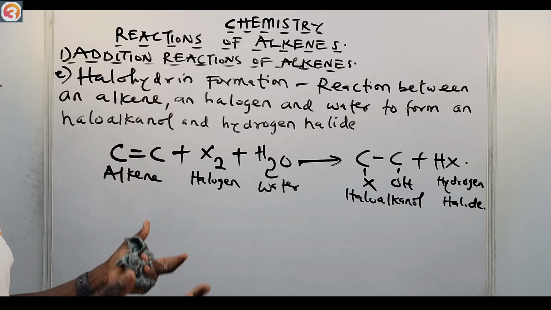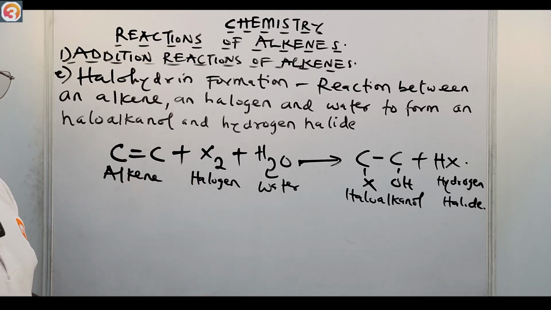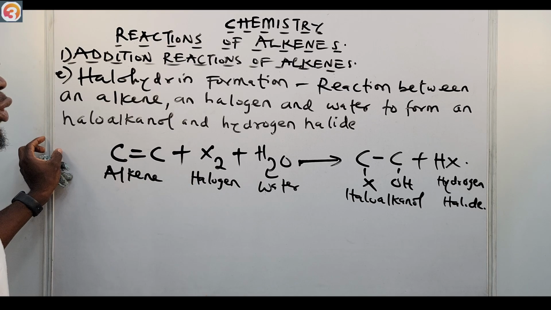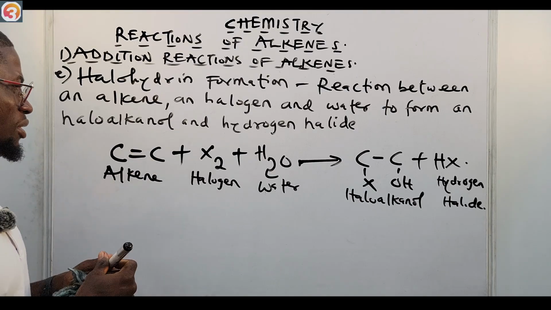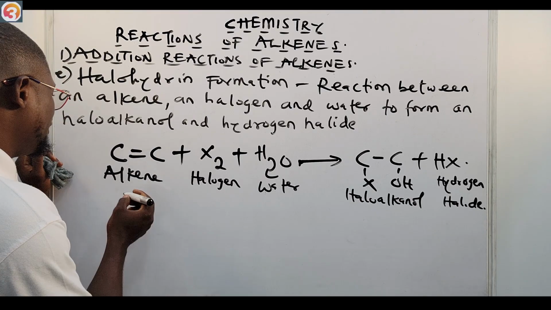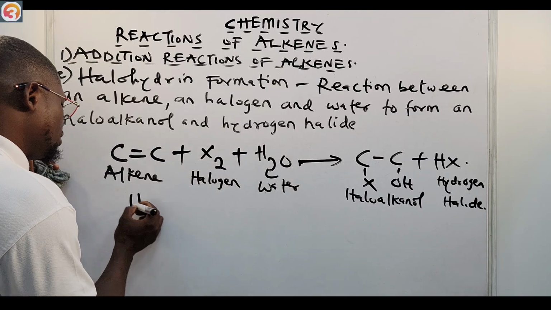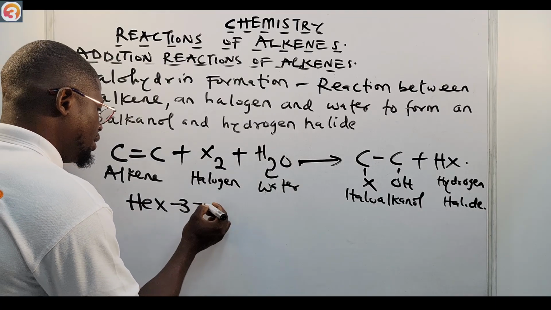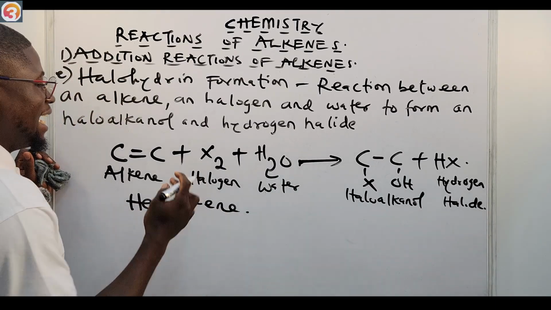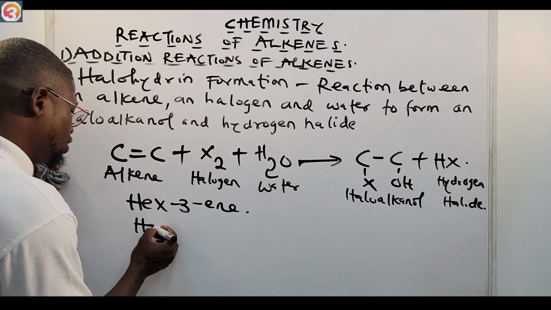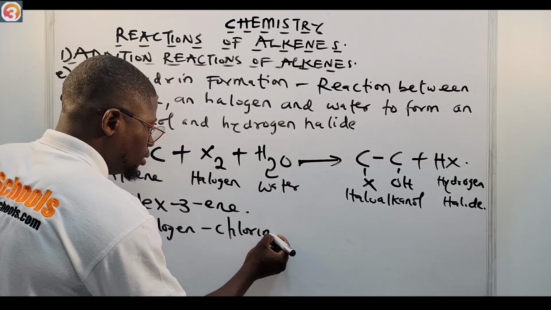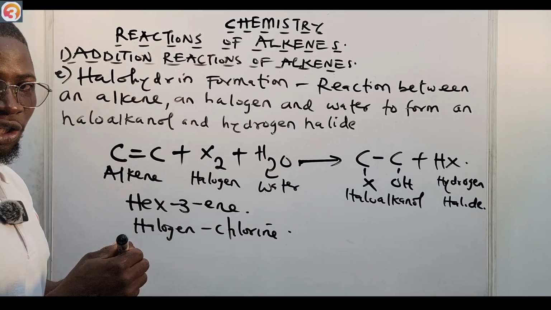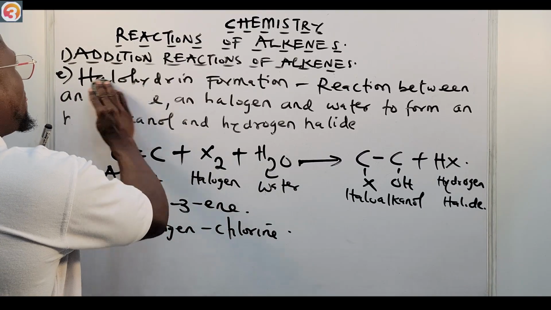Let's say the alkene we're looking at, for example, is hex-3-ene. So if the alkene is hex-3-ene, and let's say the halogen is chlorine. All right, so now we can have our reaction. Let us come over here and draw a proper chain of reaction for this.